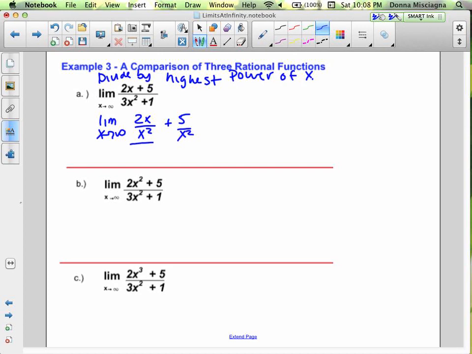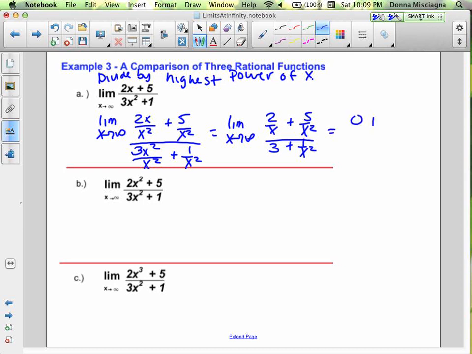We have the limit as x approaches infinity of 2x divided by x squared plus 5 divided by x squared, all divided by 3x squared divided by x squared plus 1 divided by x squared. So that's the limit as x approaches infinity of 2 over x plus 5 over x squared, all divided by 3 plus 1 over x squared. And that's going to be a 0 plus a 0 divided by a 3 plus a 0. That's a 0, so this does have a horizontal asymptote at y equals 0.